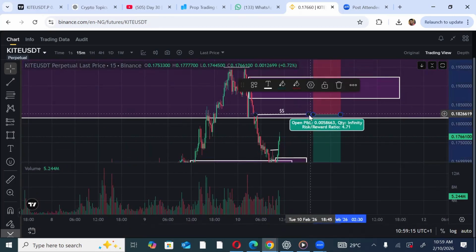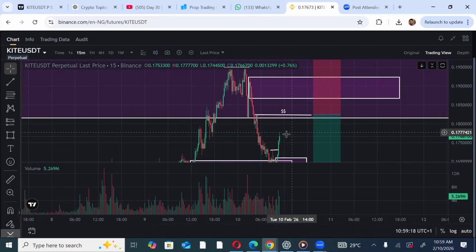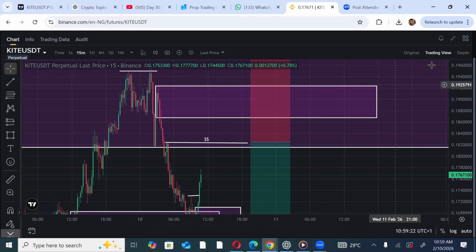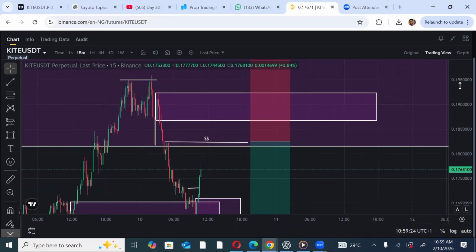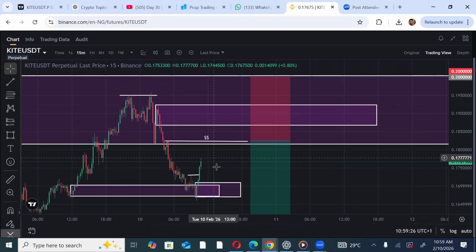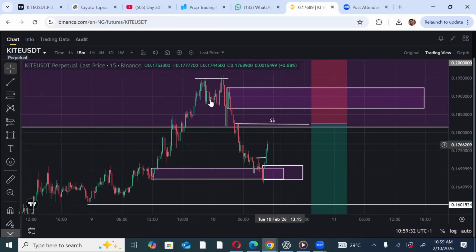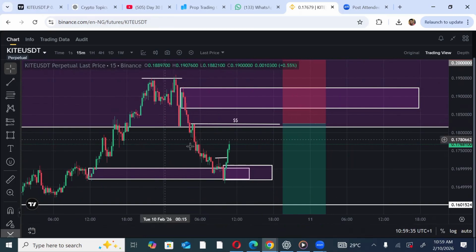Now, when you understand the market order flow, it becomes easy to trade Binance Futures very, very swiftly. It becomes super easy, guys. It becomes extremely easy to catch these moves. So this is what I'm expecting the market to do.